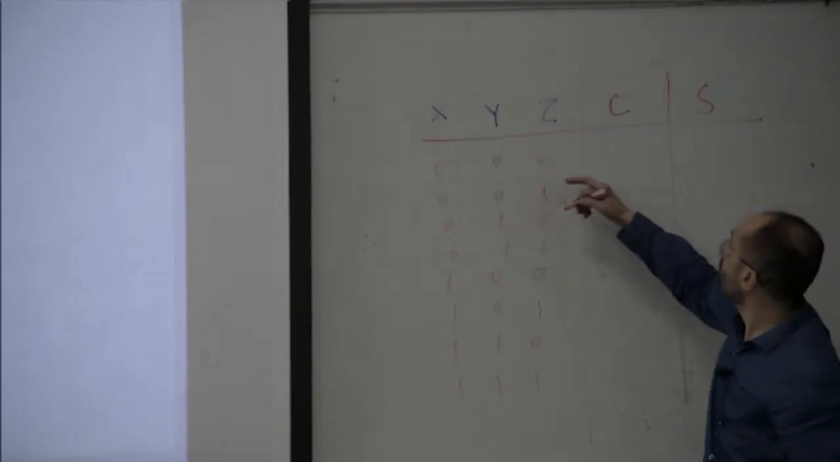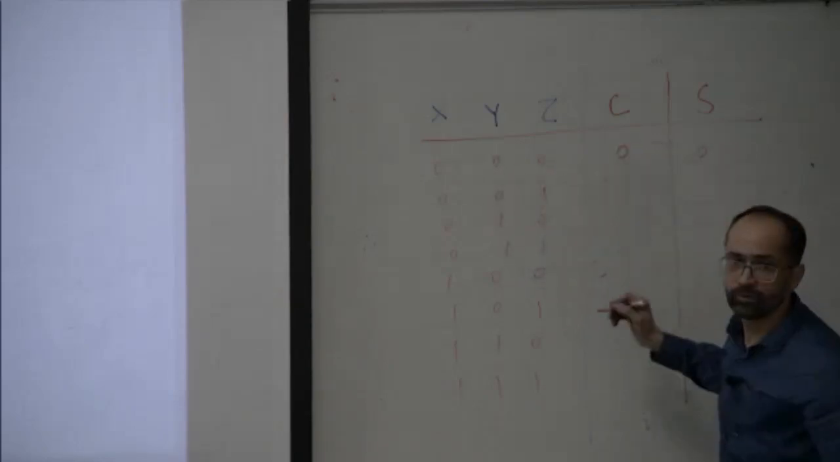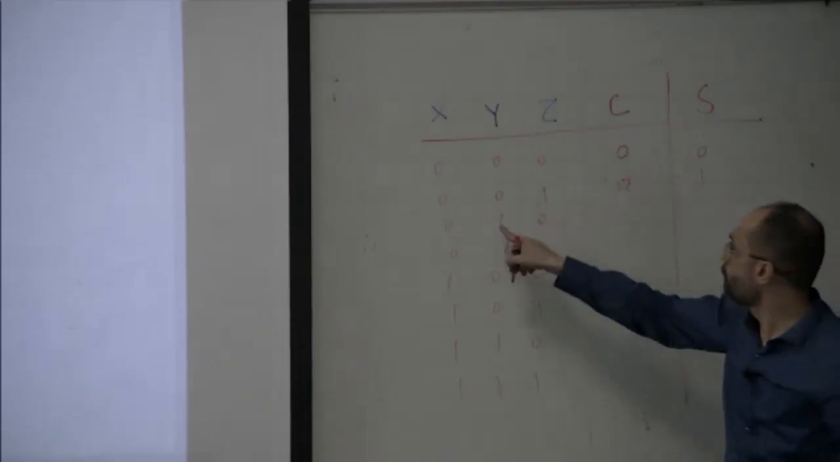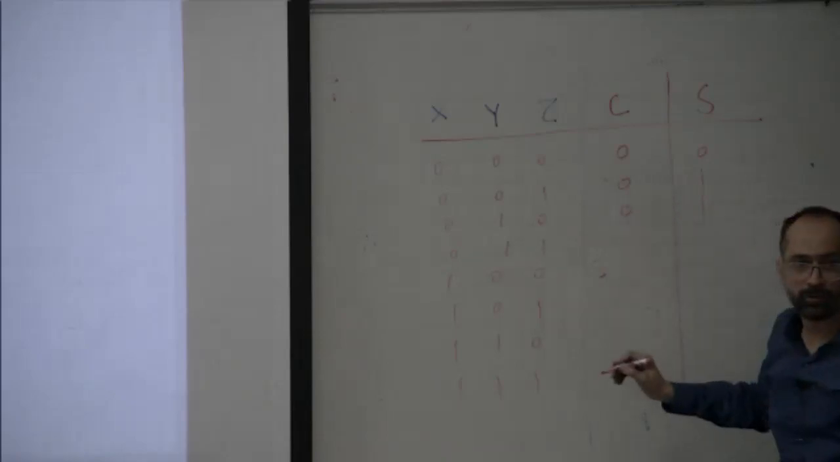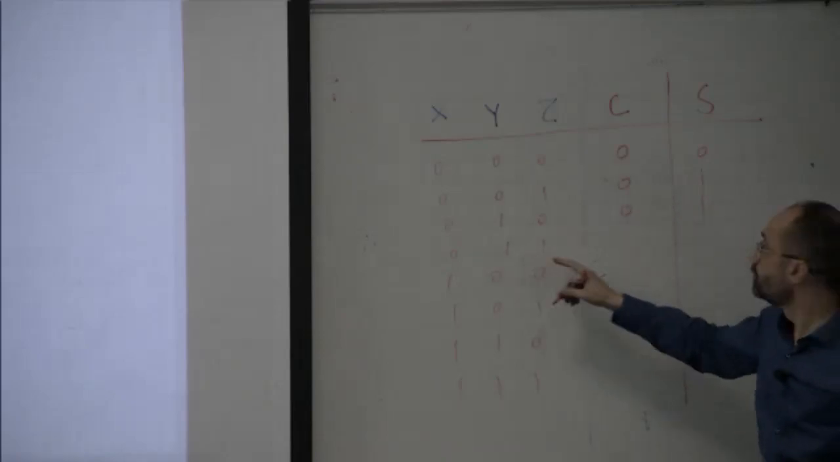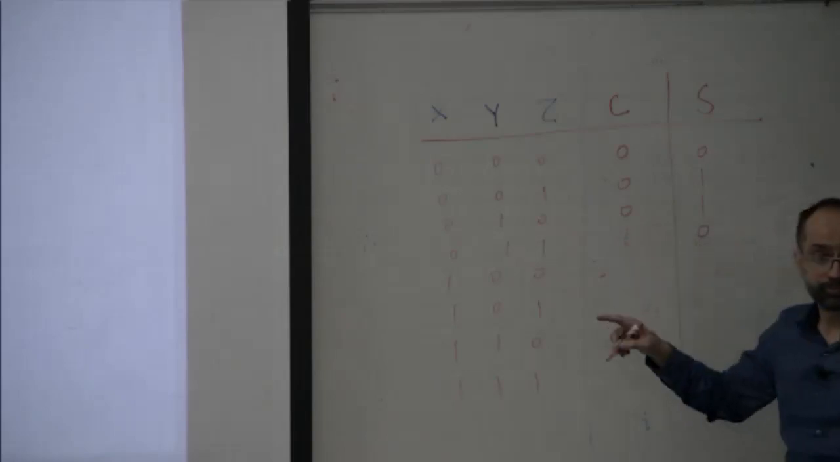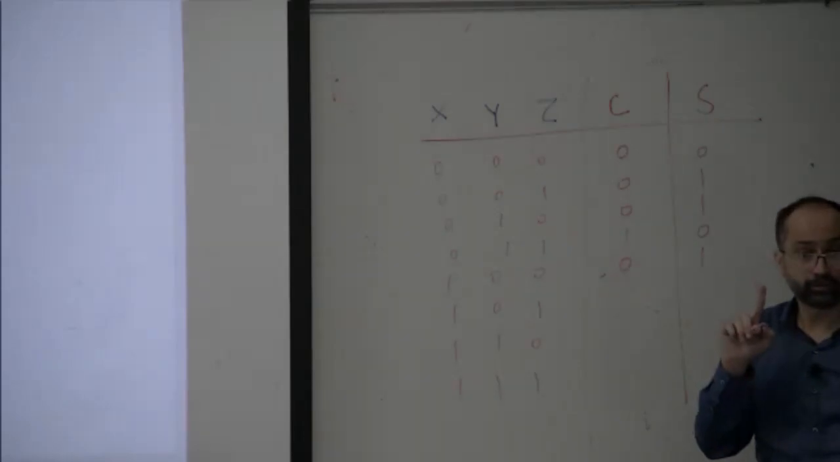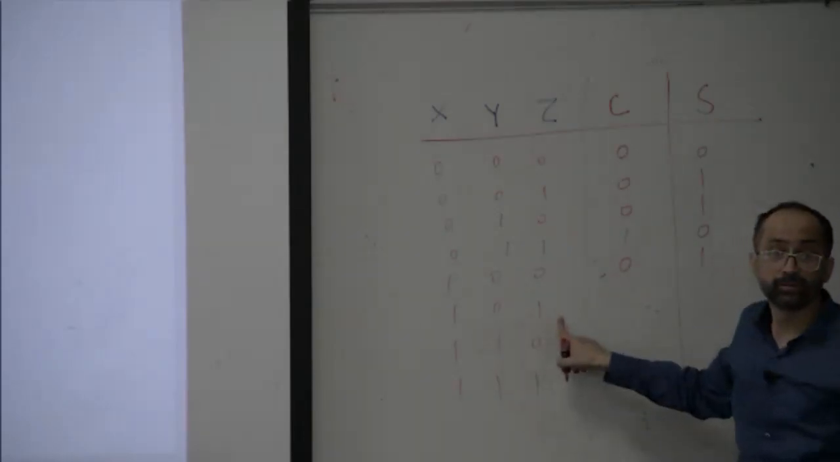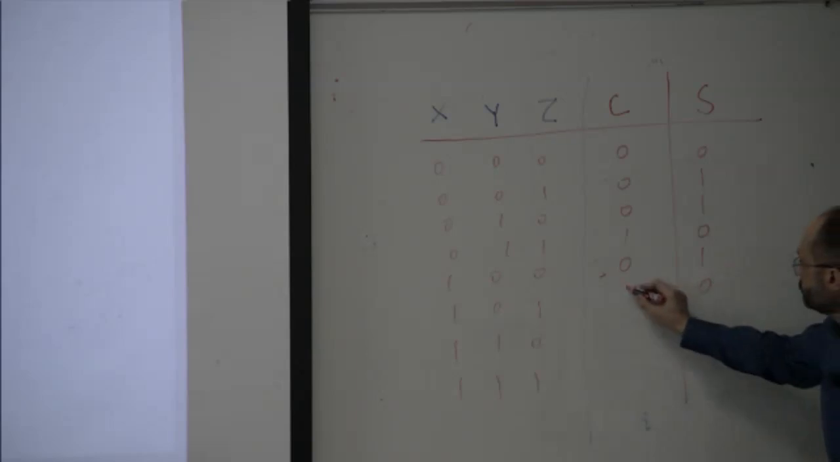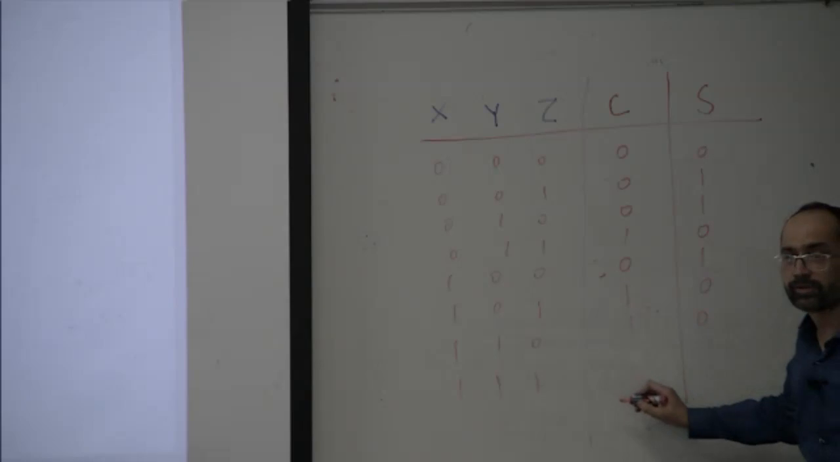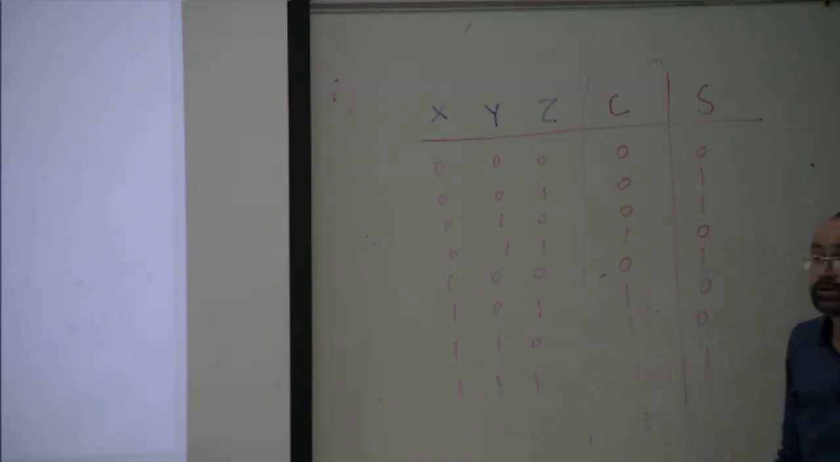So when we add all of these: both are 0, 0, then sum is 0, carry 0. A single 1, sum is 1, carry 0. Again a single 1, sum is 1, carry 0. 1 and 1, sum is 0, carry 1. Then a single 1 again, sum is 1, carry 0. Then two ones, and then three ones. So now this is called the description of a single bit addition.